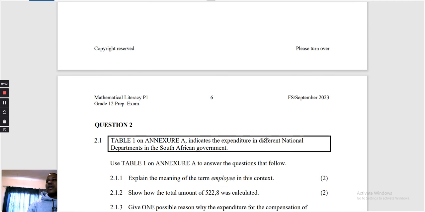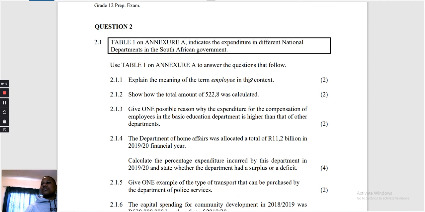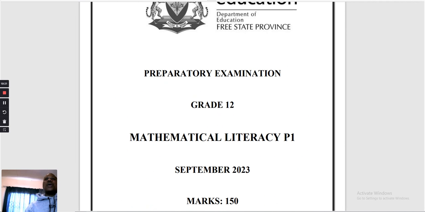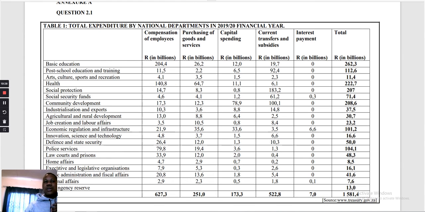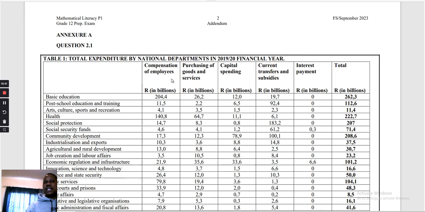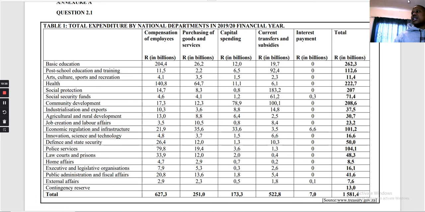Okay, so question number 2, it has the annexure there. Question number 2: Table 1 on annexure A indicates the expenditure in different national departments in South Africa, in the South African government. So what we need to do, we go straight to the annexure. I have the annexure here ready for us, which is the addendum table. So I'm just going to try and move this, let it come up here.